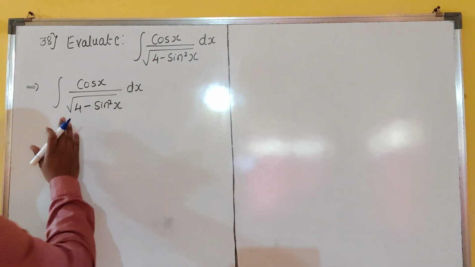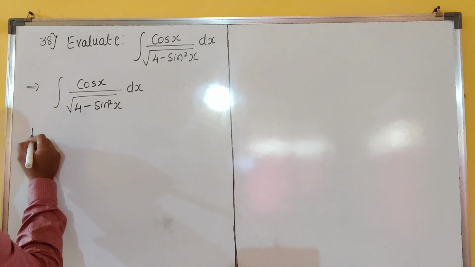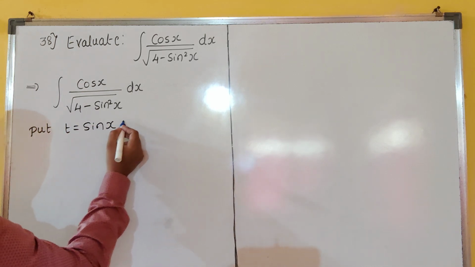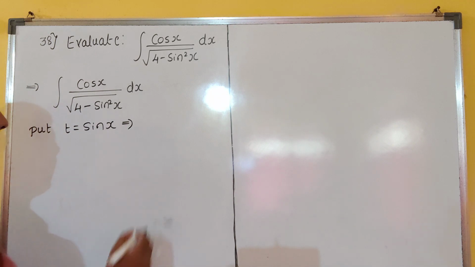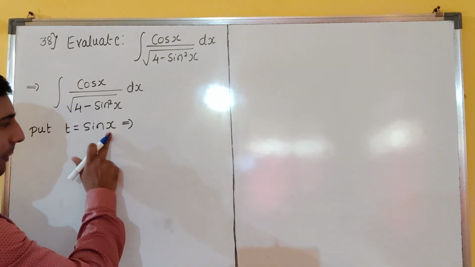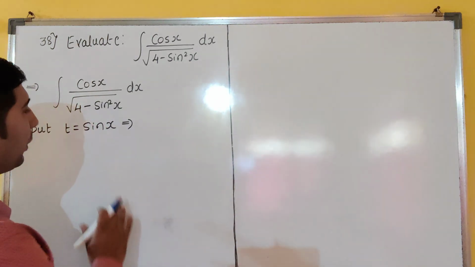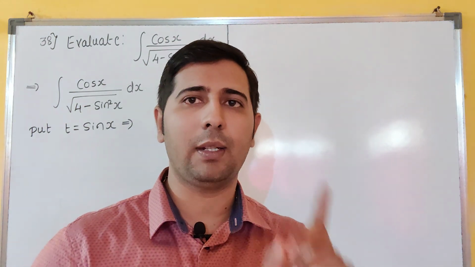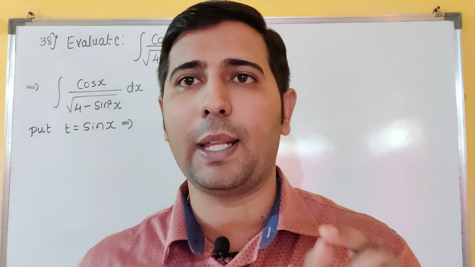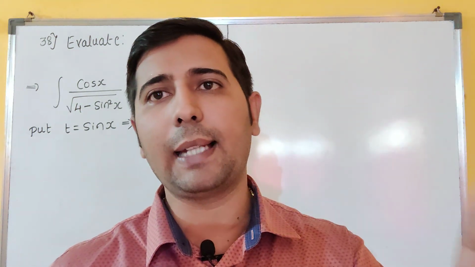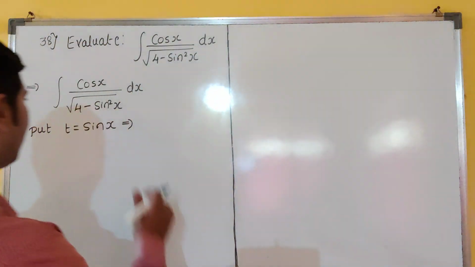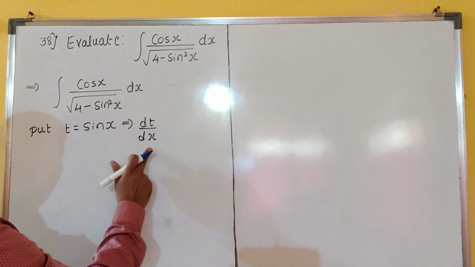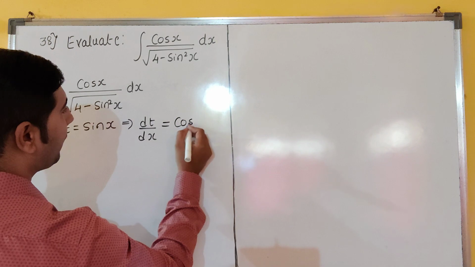Try to understand here. So how to solve this one? This is the easiest question. Put t is equal to sin x. And you know the function is in x, so I will take the derivative with respect to x. Whenever we are putting t is equal to something, always remember in integration we have to take the derivative, my dear students. So now I will take the derivative with respect to x: dt by dx, the derivative of sin x is cos x, my dear students.